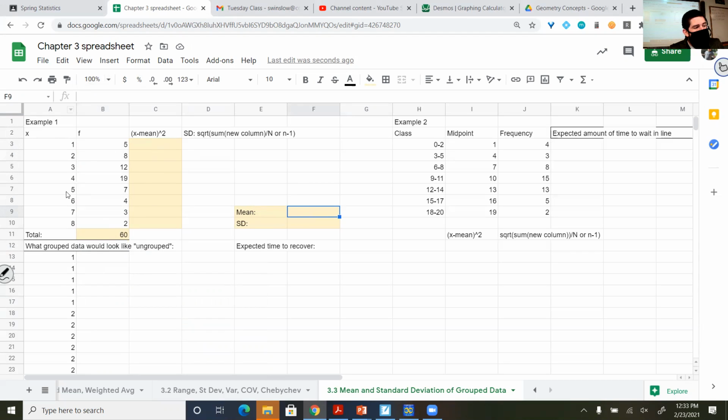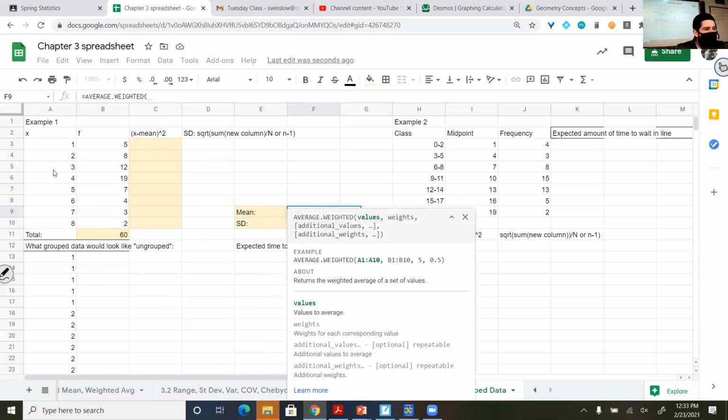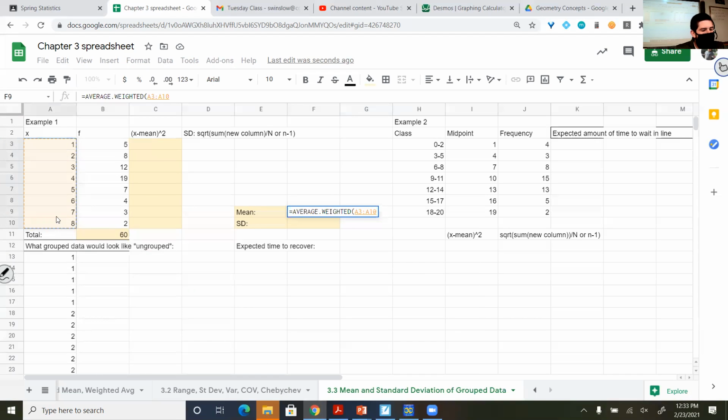Now to find the mean, what we can think of this as is a weighted average problem. 1 has a weight of 5, 2 has a weight of 8, 3 has a weight of 12, 4 of 19, etc. So if these all have their weight, I'm going to do equals weighted average, or average.weighted, and I'm going to highlight the first column, comma, highlight the second. So according to the weighted average, I have an average recovery time of 3.82 weeks. Give or take how many? That's what we need to find out.